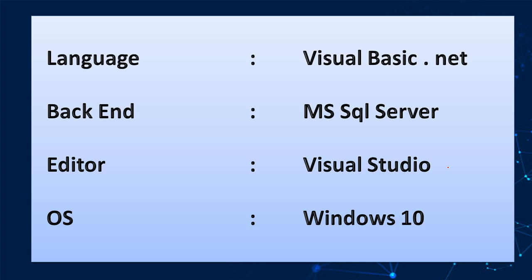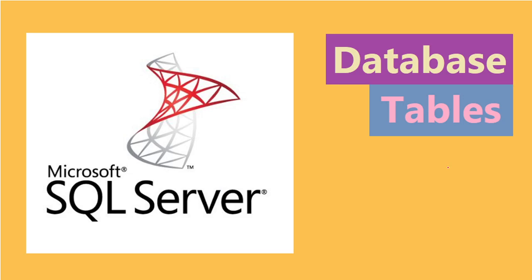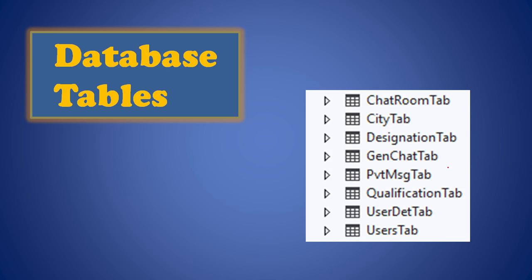So software requirement, these are the requirements. The language is VB.NET, the backend is SQL Server, and Visual Studio is the editor. Forms, these are the forms which you are using in this project. I'll explain the forms later. And we are using Microsoft SQL Server as the backend. So here are the tables. We have around 8 tables.